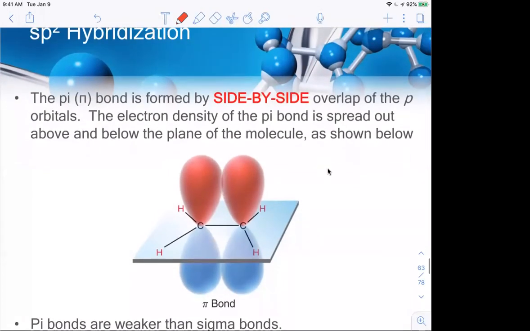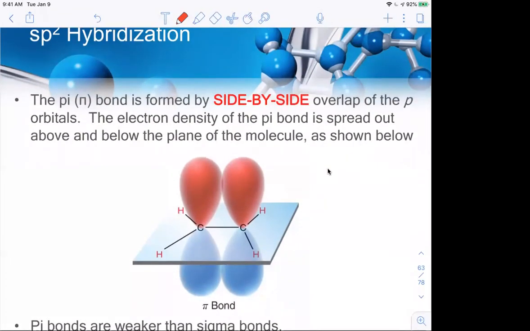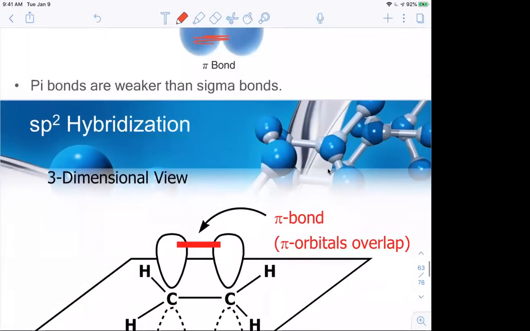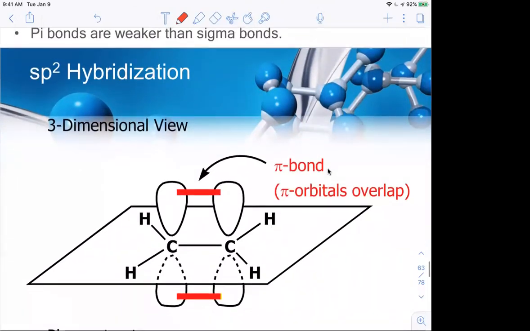So my pi bond, again, is formed in the side-by-side overlap, right? The electron density of that pi bond is spread out above and below the plane of the molecule. These are different phases. The red next to the red is called in phase. We don't have to worry about that. You can worry about that later when you get into a higher level class.